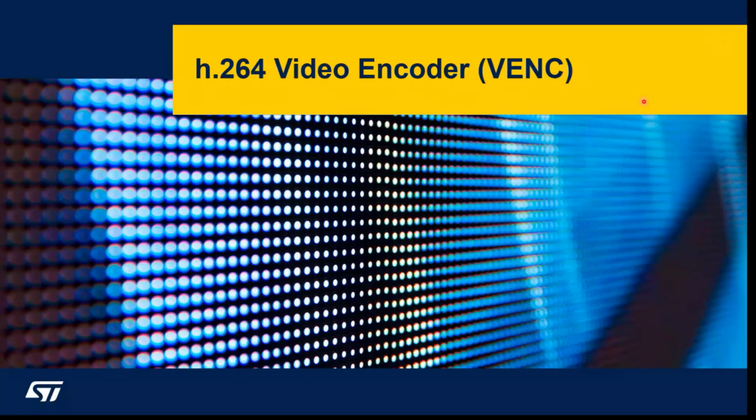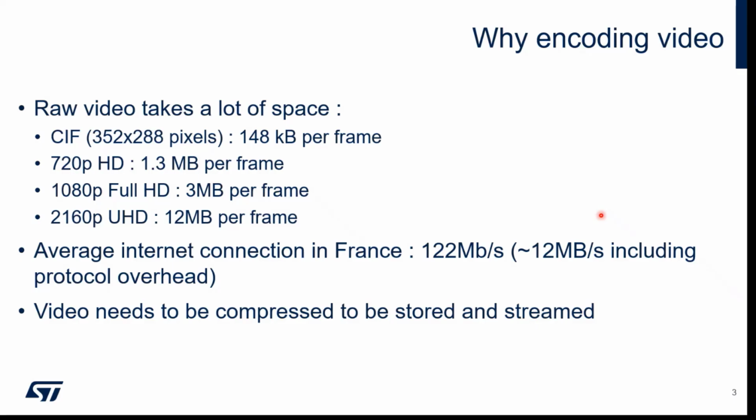So, hello everybody, and let's now have a look at the H.264 video encoder that is embedded in the STM32N6. So, why do we want to encode the video? It's quite simple because the video data in the raw form takes quite a lot of memory, and we need to compress this data in order to be able to either store it or stream it, as we are doing now during this workshop.